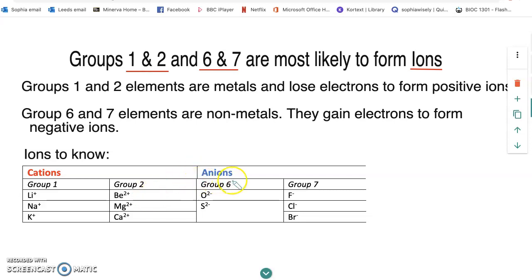And then on the other side of the periodic table in groups 6 and 7, or groups 16 and 17, in group 6, they have 6 outer shell electrons, so it's easy for them to gain 2 electrons, so they have a 2- charge, oxygen 2-, sulfur 2-, and then finally group 7 has 7 outer shell electrons, gains 1 electron, and then becomes 1-. That's fluorine minus, chlorine minus, and bromine minus.